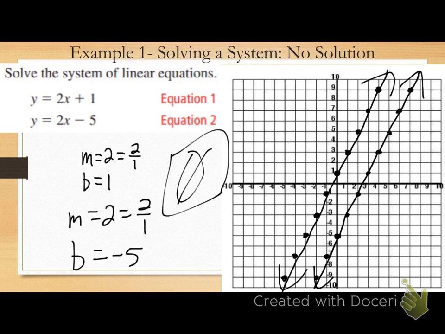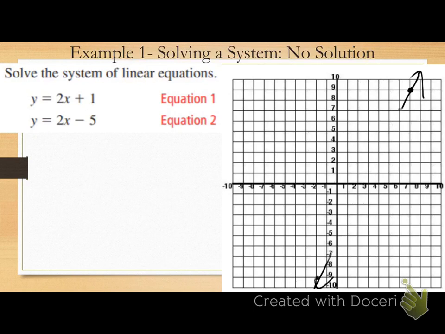Okay, can I erase this and solve using substitution so we can see what it looks like when we get no solution with substitution? Okay, this is a brand new problem, quote unquote, we want to solve using substitution now. When I'm solving using substitution, what do I need to do? Substitute what for what?